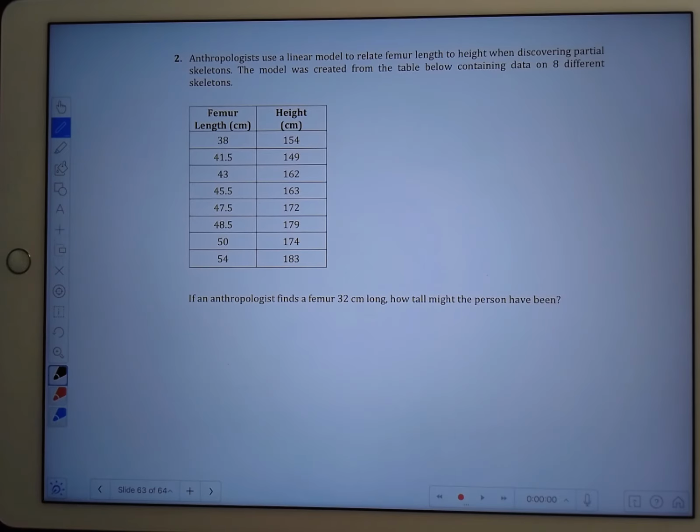Hey, we're looking at Meyerline number 2 here. This is the second question. Anthropologists use a linear model to relate femur length to height when discovering partial skeletons, and the model was created from a table below containing data on 8 different skeletons.